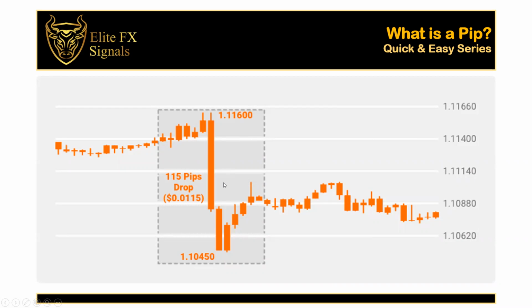We are able to calculate the number of pips of that drop. So we just subtract 1.1045 from 1.1160. That will give us a difference in price between the two quotes of 0.0115, which in short, remember the pip value is the fourth decimal, so that means that the drop was 115 pips.